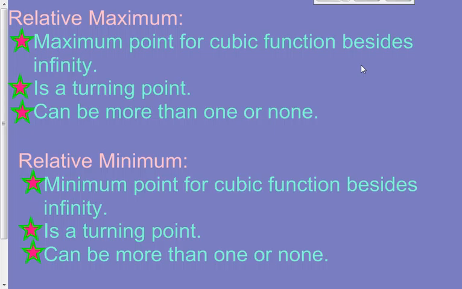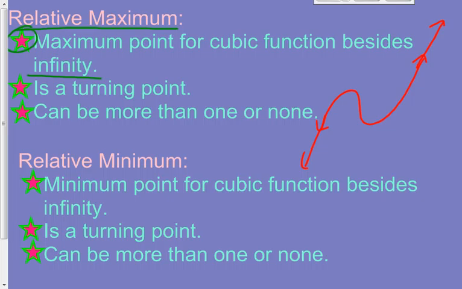The reason for that is that our polynomial functions look a little bit more like this. So our minimum value goes down to negative infinity. Our maximum value goes up to positive infinity. So we can't say where our maximum value is because it goes all the way to infinity. Our relative maximum is a new term that we're going to talk about right now. It is the highest point besides infinity. So looking at this one, it's the maximum point for cubic functions besides infinity. That's our first star right here.